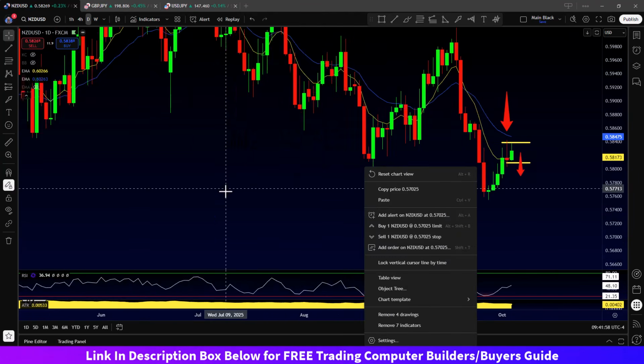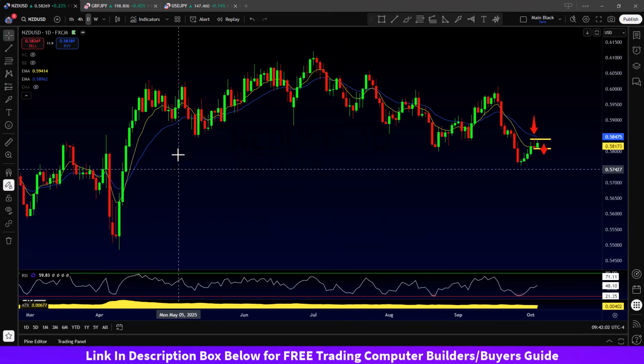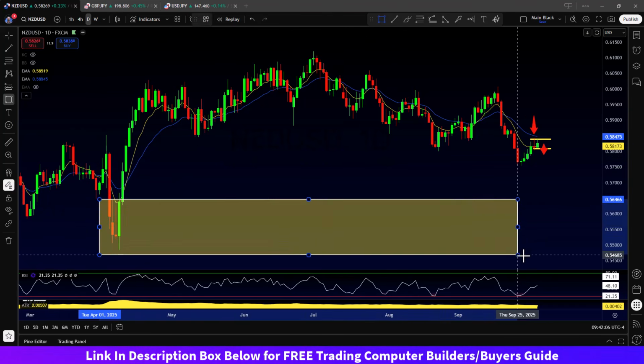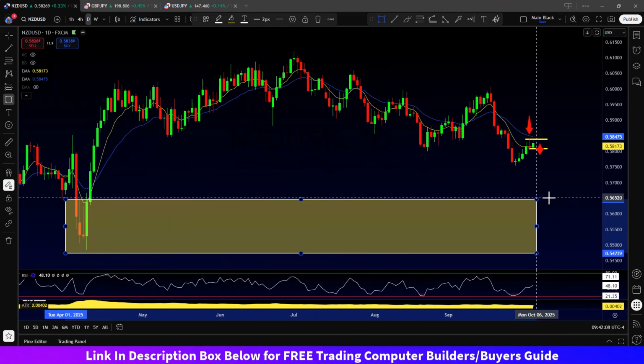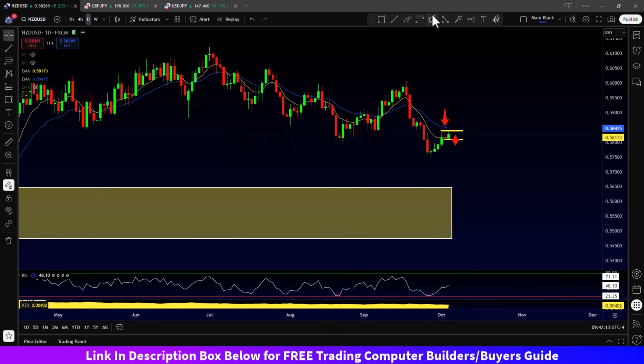Again, we can just real quick talk about some targets and whatnot. Our bigger zone is we're looking for a retest of this level down here. We can draw in some Fibonacci. So take a Fibonacci retracement, extension.